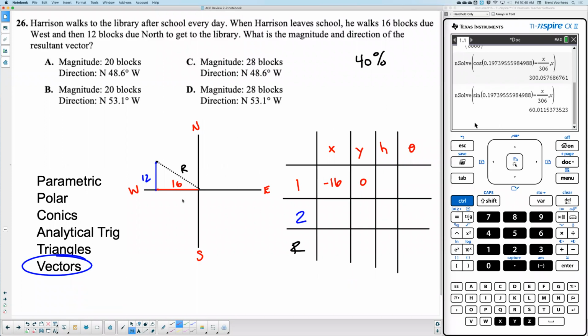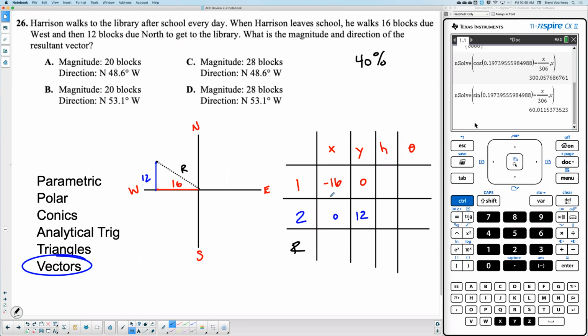Okay, what about the second vector, the 12? Pedro, what do you got on that one? X, y, or diagonal h? Y. Positive or negative 12? Okay, that's going up. What do you put for the x? 0. Okay, let's add these up. You always add up vectors, and the x's and y's are what you add. You don't add h's, you don't add thetas, you add x's and y's.